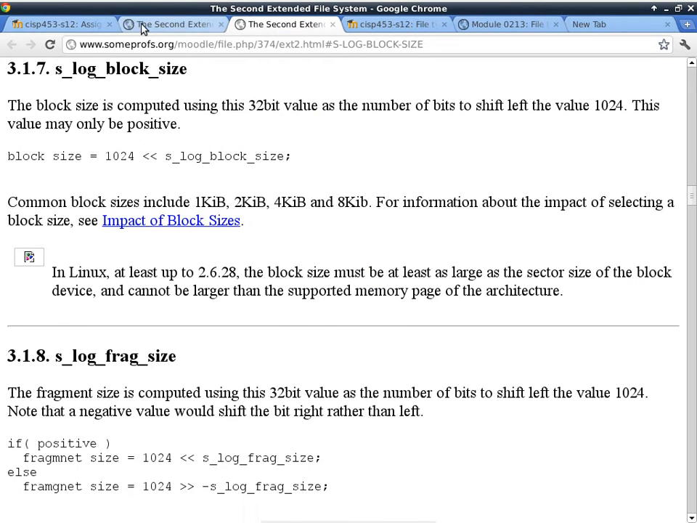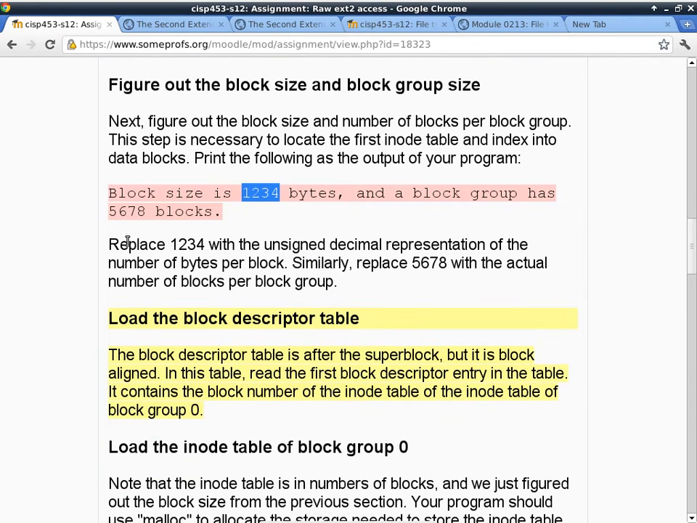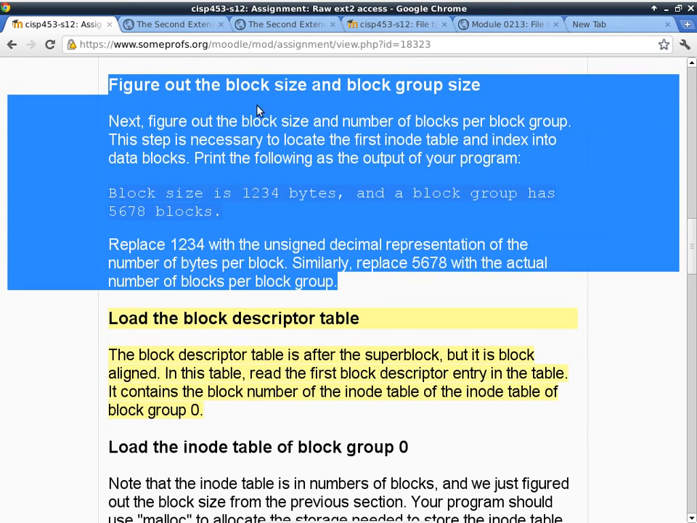All right, so we got those two particular numbers figured out. So do we have any questions about this portion of the homework assignment? Try to figure out the block size and the block group size.